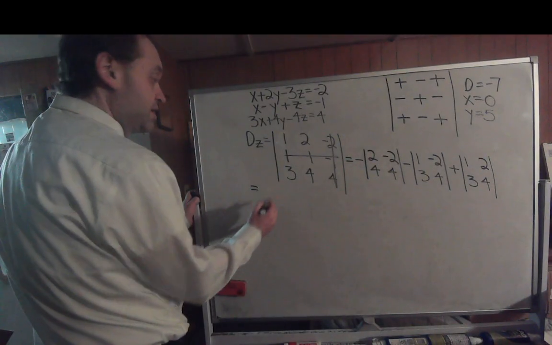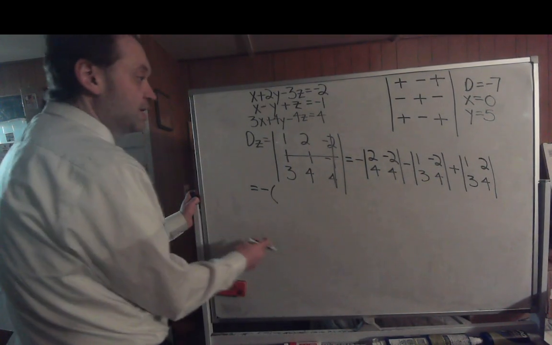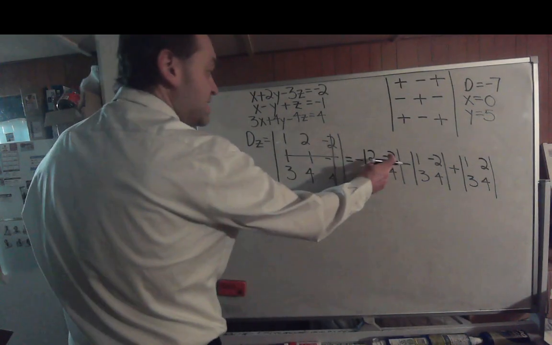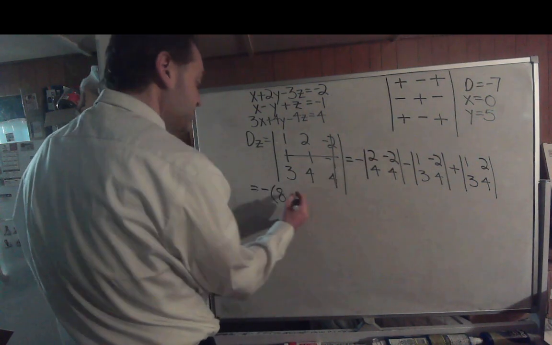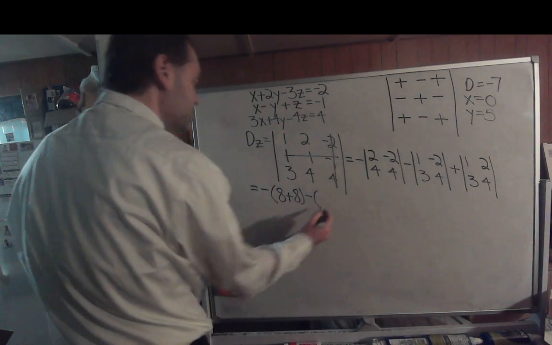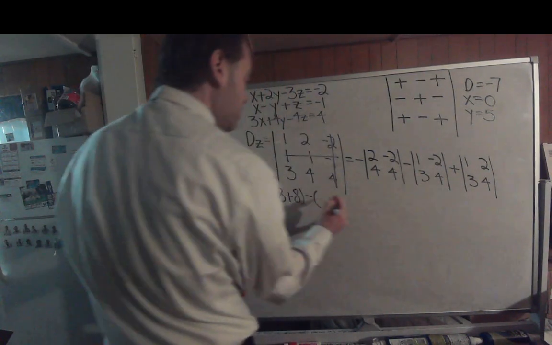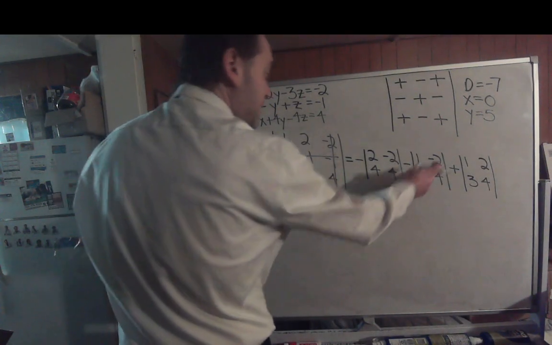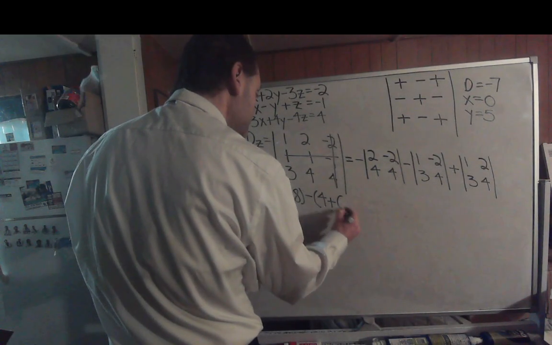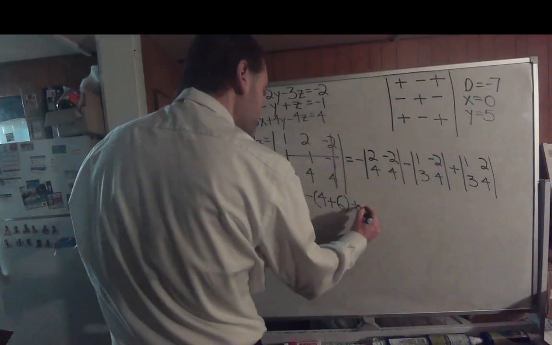Let's evaluate them. Negative of your first determinant, 2 times 4 is 8, minus negative 2 turns into plus 2 times 4, that'd also be plus 8. Minus your second determinant, 1 times 4 is 4, minus negative 2 turns into plus 2 times 3, that'd be plus 6. Then plus the third determinant, 1 times 4 is 4, minus 2 times 3, that'd be minus 6.